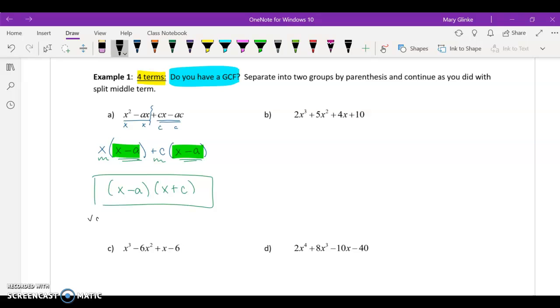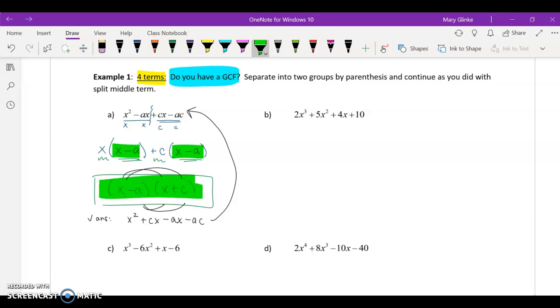You can always check your answer by distributing. So you get x squared plus cx minus ax minus ac. And while it's in a different order, it is still the exact same thing we started with. So this is the correct answer.